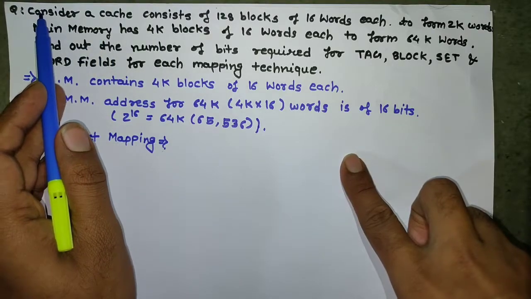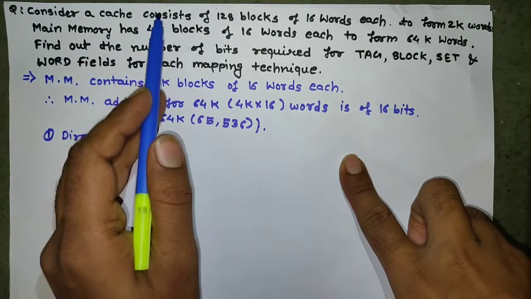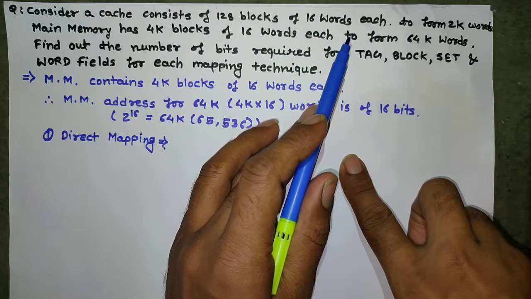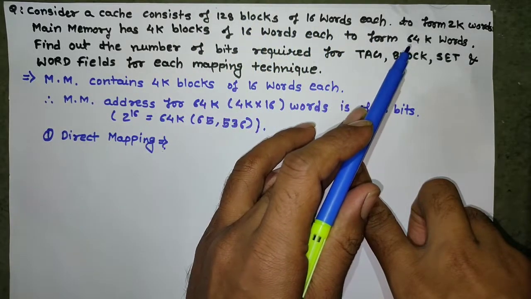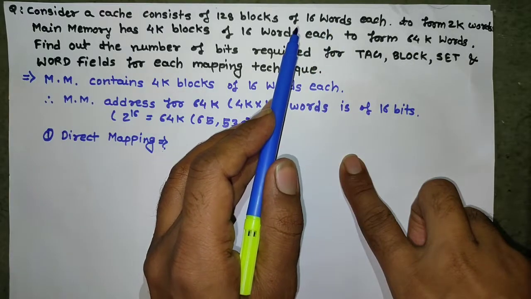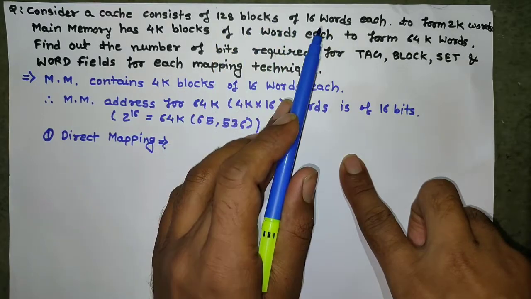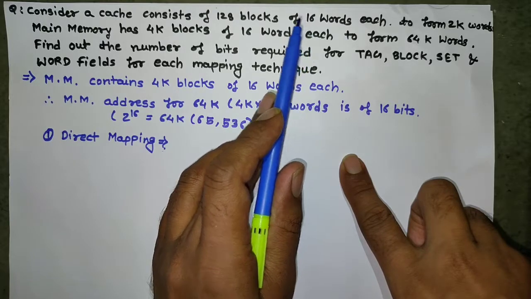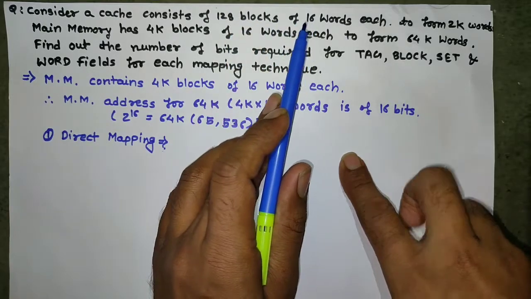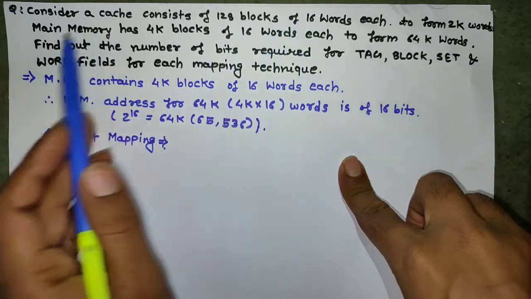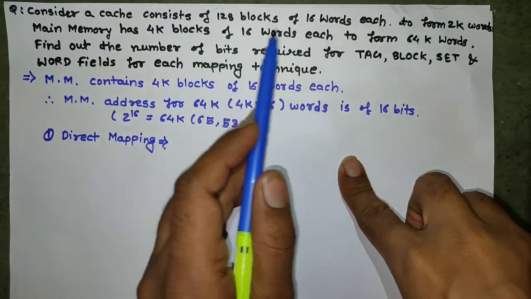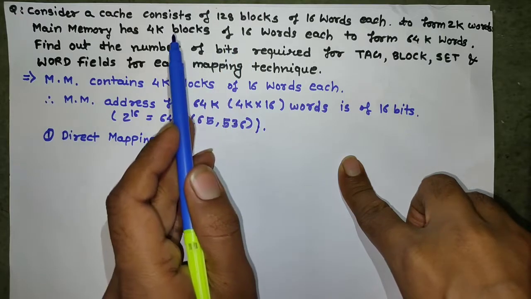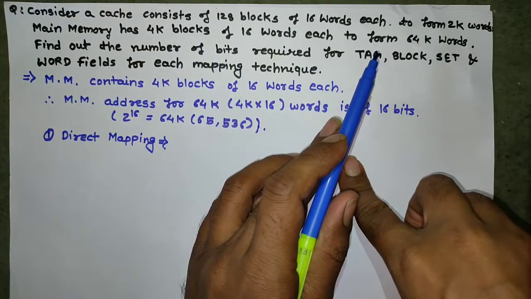So the problem is, consider a cache consisting of 128 blocks of 16 words each, that is equal to 2k words. Total 2k words will be there. 128 blocks of 16 words each means each block will contain 16 words, so 128 into 16 words will be 2k words. Main memory has 4k blocks of 16 words each, means one block contains 16 words, so 16 into 4, 64k words will be there.